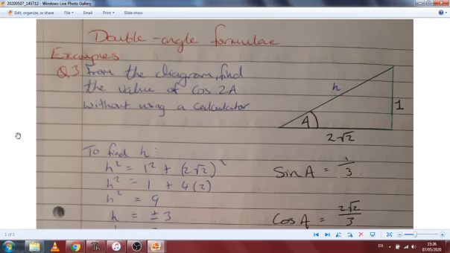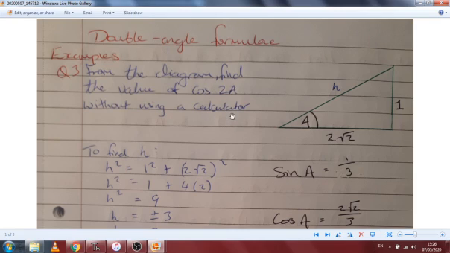The next section we're going to look at is double angle formulae. These are very similar to what we did before, but they just use a different set of formulas. So we're going to look at some examples here. The first one says, from the diagram find the value of the cos of 2A without using a calculator. So this 2A here, that's our double angle.